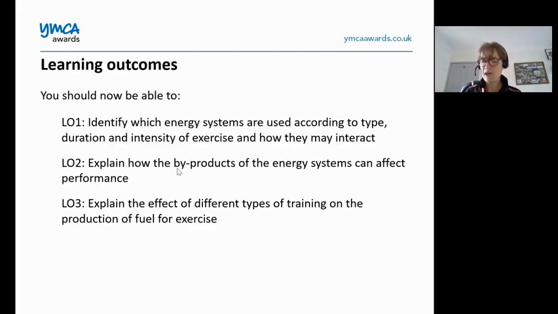So I hope that was helpful. I hope you took some time to do that activity at the end. So now you should be able to identify which energy systems are used according to the type, the duration and intensity of exercise. And remember that graph at the beginning, looking at how they all interact. Secondly, you should be able to tell me about the byproducts of the energy system and how these can affect performance. And thirdly, explain the different types of training on the production of fuel for exercise.